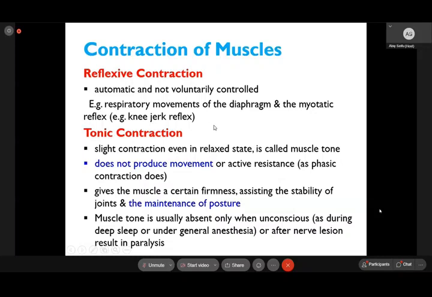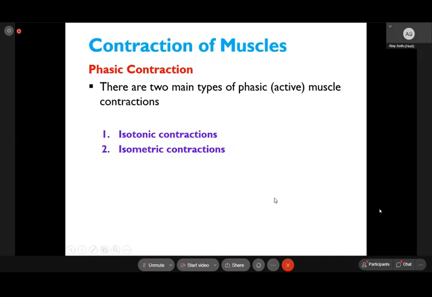There is a slight contraction that is called the tone of muscles, but it does not produce movement or active resistance like the active contraction, and it is mainly used for maintenance of our posture. The phasic contraction is the active phase, and it may be categorized into isotonic and isometric.